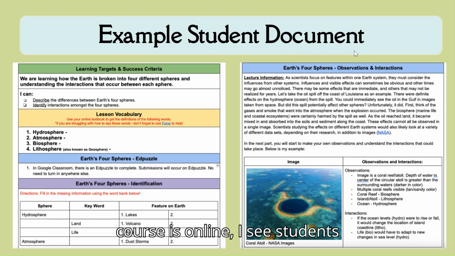Because my course is online, I see students within my own classroom struggle with pronunciation of science words all the time. And being virtual, I can only imagine that the difficulty would be much greater. The next things will be all the activities, whether they're looking at Edpuzzle videos, making identifications, analyzing data, or making observations. That will come next within the document.